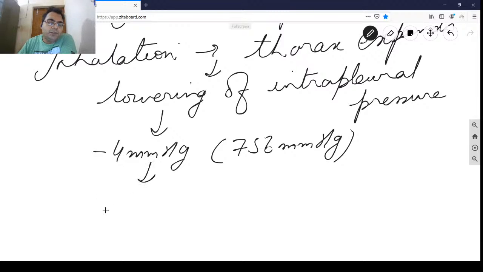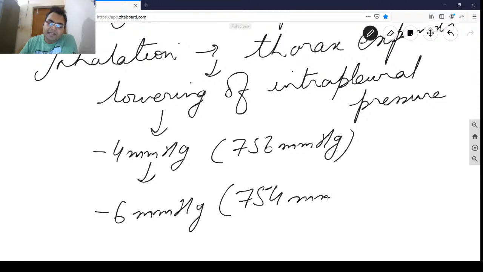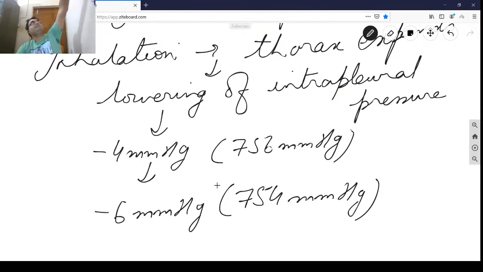Suppose by 2, so it became minus 6 mmHg, meaning it reached 754 mmHg. It is never 760, it is always 756. I'll tell you why it doesn't equate to 760 at any time. Now during inhalation, it has reached a value of 754 mmHg. Now, what will happen?